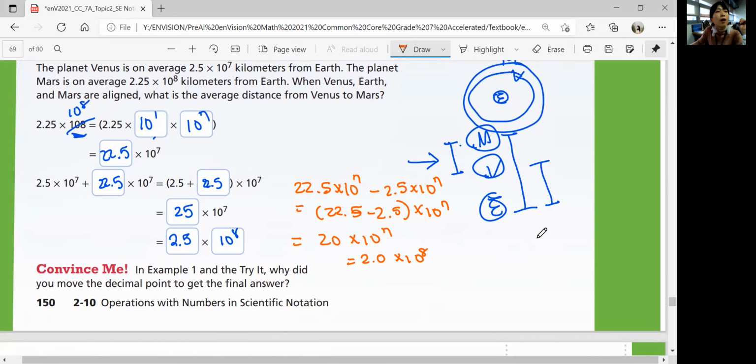In example 1, and try it. Why did you move the decimal point to get the final answer? Because the first factor was greater than 10. The initial answer was not in scientific notation. Okay?